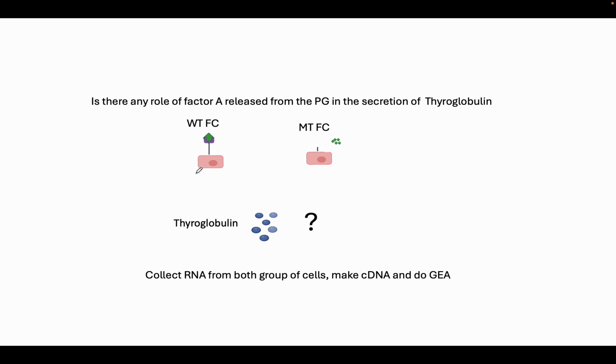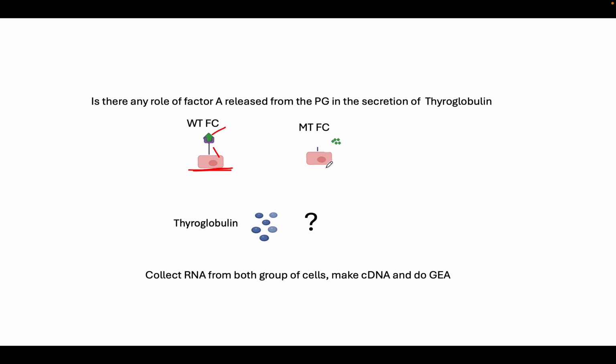I will take the cells, follicle cells from the thyroid gland, one group of cells where I have not done any mutation. These are the wild type follicle cells, which have the receptors on their surface, and those receptors can bind with the factor A, which is a chemical released by the pituitary gland, and we don't know its actual function yet.